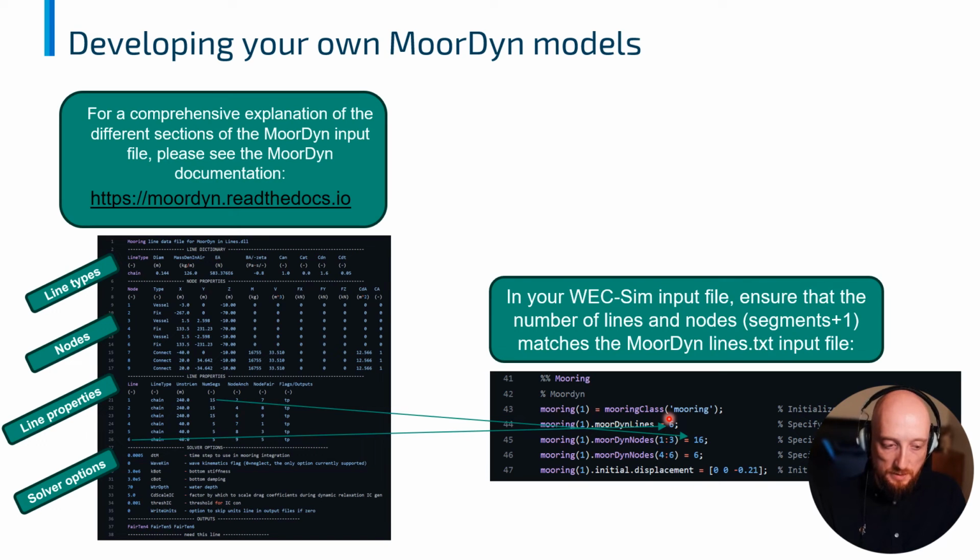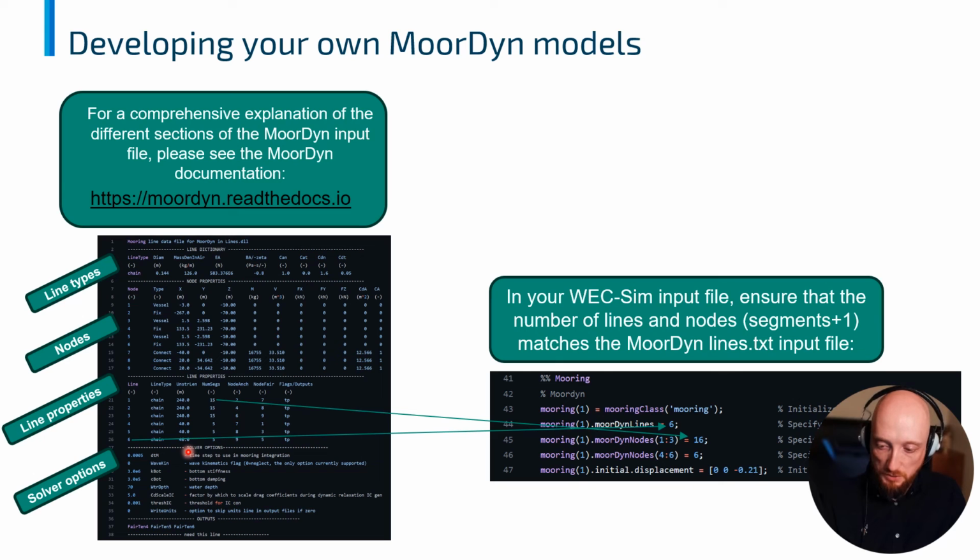We also need to define the number of nodes in the WEC-Sim input file. So you can see here for lines 1 through 3, we have 16 nodes, which corresponds to these 3 lines where we have 15 segments being defined. So it's just the number of segments plus 1 because you have nodes at both ends of the line. And then similarly for lines 4 through 6, we have 6 nodes because we've got 5 segments being defined in the MoorDyn input file.